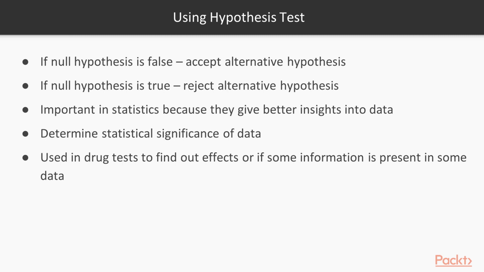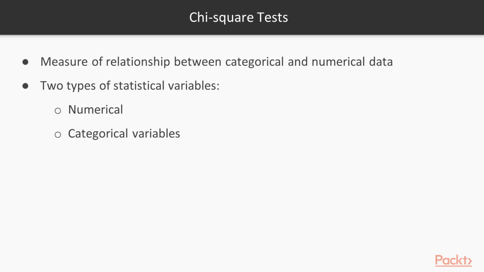Hypothesis tests are important in statistics because they give better insights into data. Using this test, we can determine the statistical significance of data. It is used in drug tests to find out effects, or if some information is present in some data, and so on. Now, let's move to chi-square tests. A chi-square test is a measure of the relationship between categorical variables. There are two types of statistical variables: numerical and categorical variables.